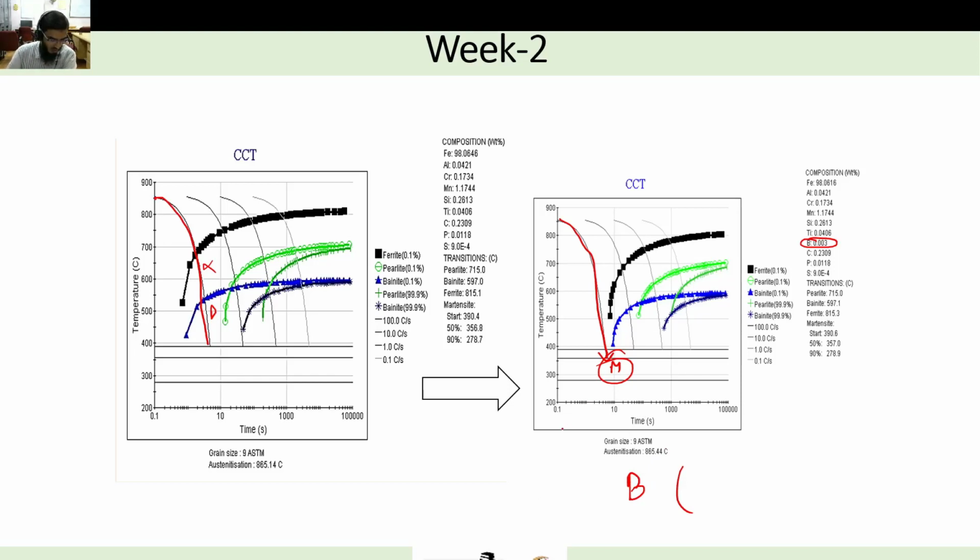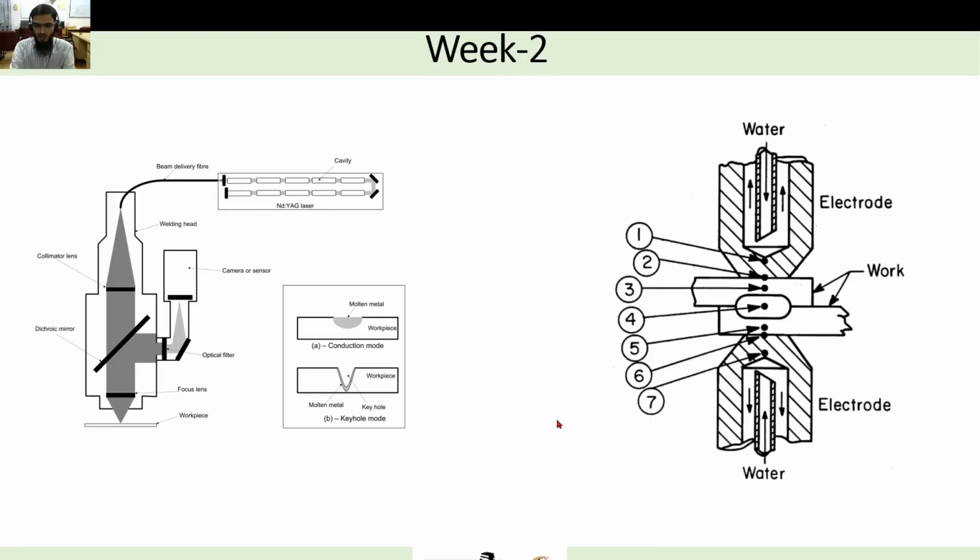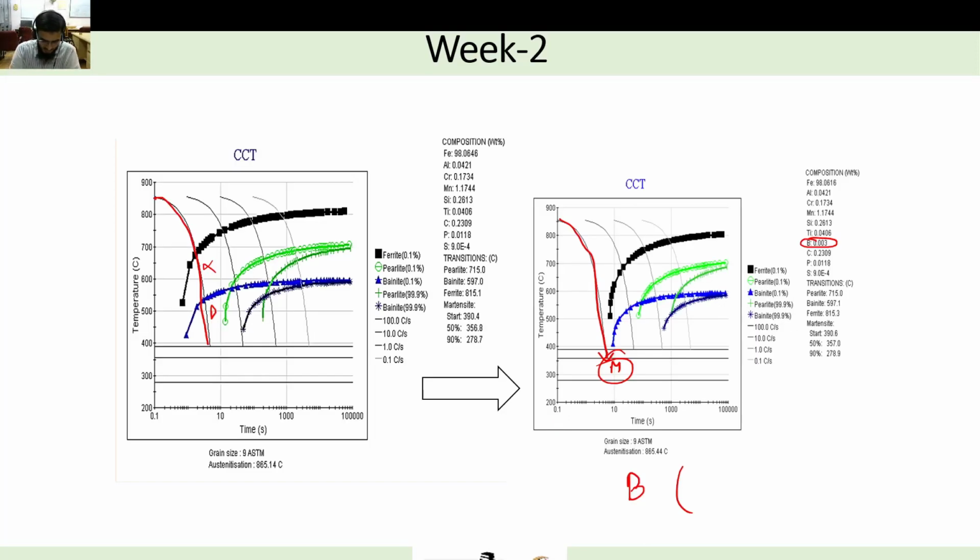So this was all about the hot stamping steel. If any of you have any doubt, you can ask in TRIP steel or hot stamping steel. Otherwise we can move to the welding processes used in automotive industries.